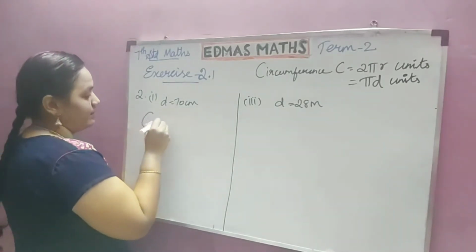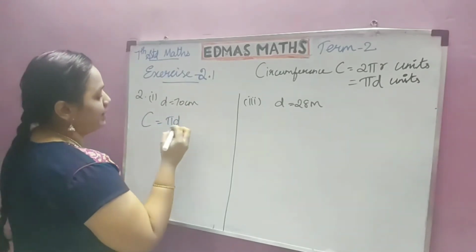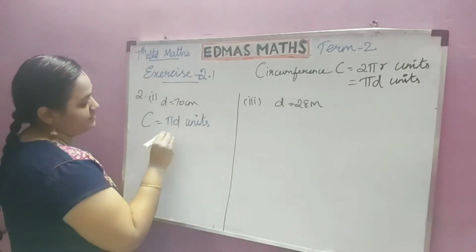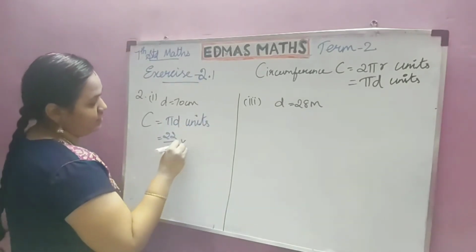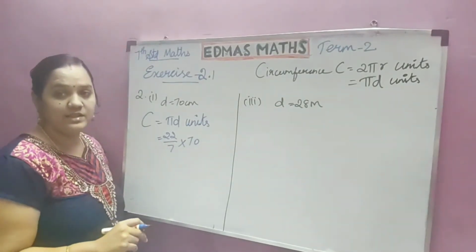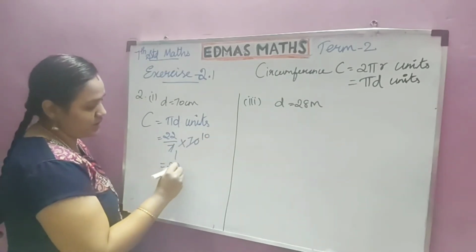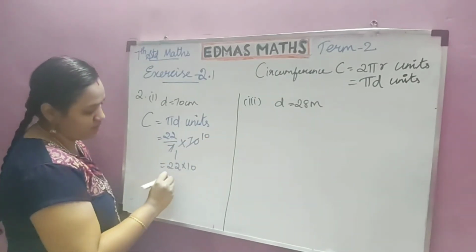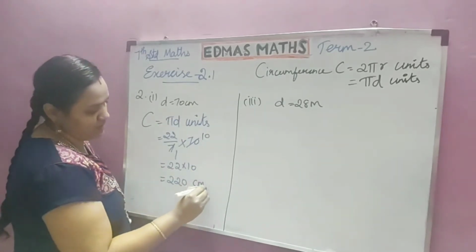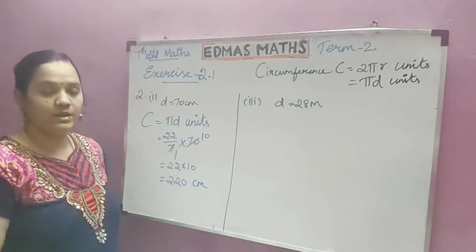So circumference formula is, here d is given, so I am using pi d formula. Pi d units. So what is the value for pi? 22 by 7 into diameter is 70. Now see these two numbers, we can cancel these two numbers, right? So 1 7s are 7, 10 7s are 70. So 22 into 10 is 220. Here the unit is centimeter. So circumference of this circle is 220 centimeter.